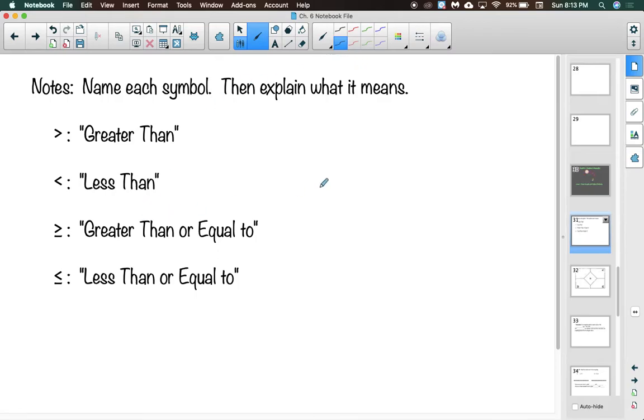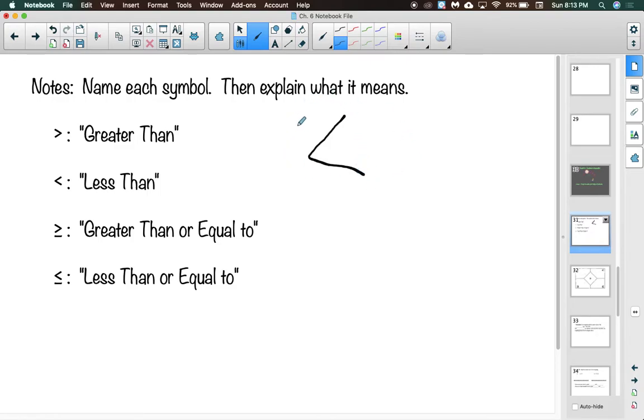So, really quickly, in order to remember my signs, most of us know how to use them. The alligator eats the bigger number. That was like an elementary school thing. But some of us don't know the difference between them when we just see them all alone. And here's my lesson on that.